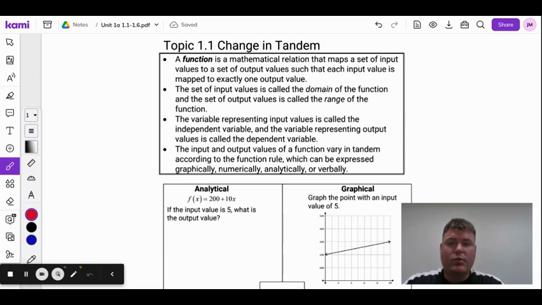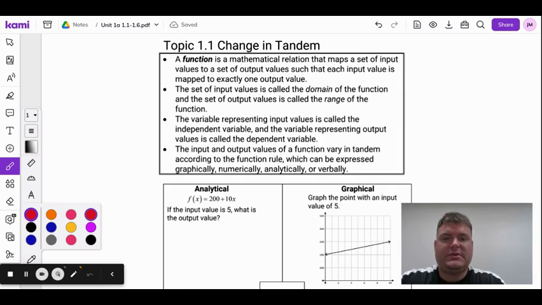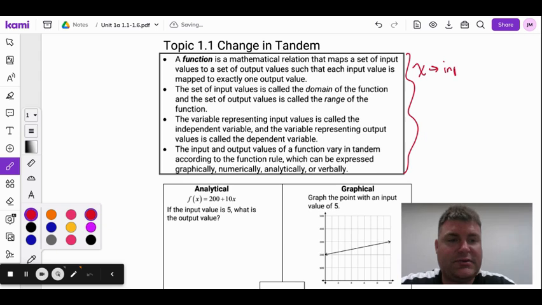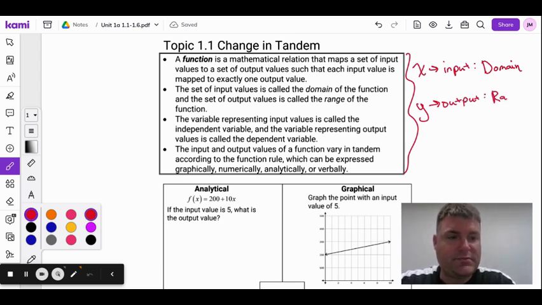So we got topic 1.1, change in tandem. Essentially, if you read this entire box right up here, it's going to focus on a couple things, really vocabulary-wise. What we need to know is our x's are our input values. So you'll be hearing that vocabulary a little bit more often than you previously have. So x is our inputs, and this also relates to our domain values. And y's are our output values, which relates to our range.